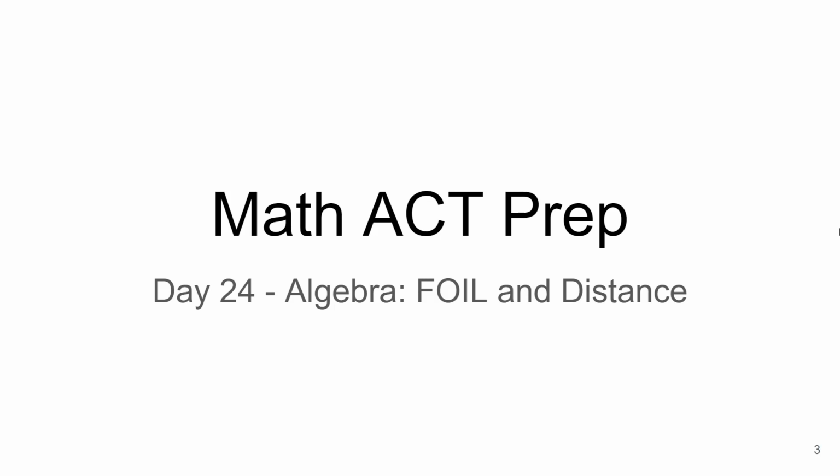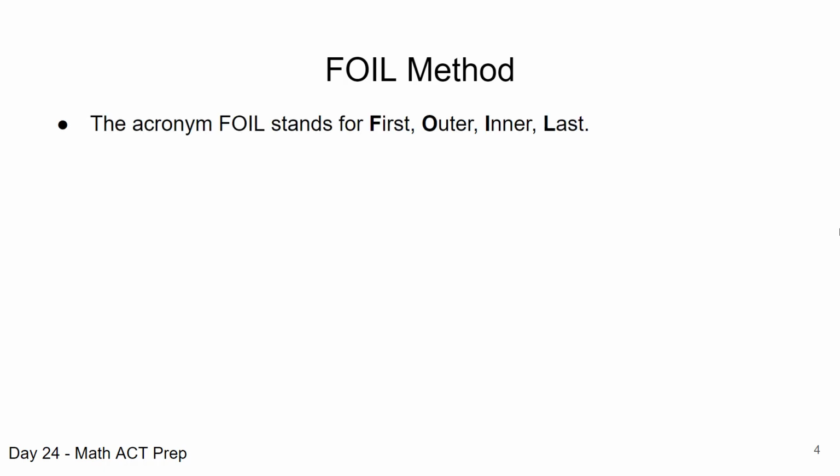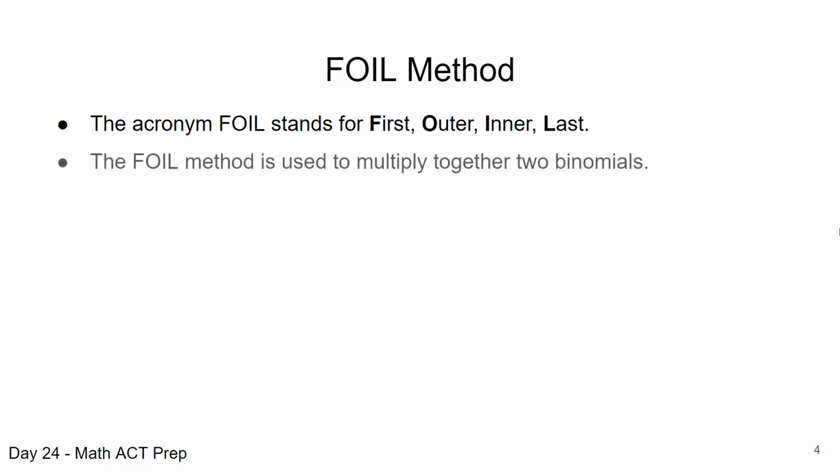In this video, we're going to talk about the algebra topics of the FOIL method and distance. So first, let's talk about the FOIL method. FOIL is an acronym that stands for first, outer, inner, last. And it's a method that you can use when you need to multiply two binomials together.